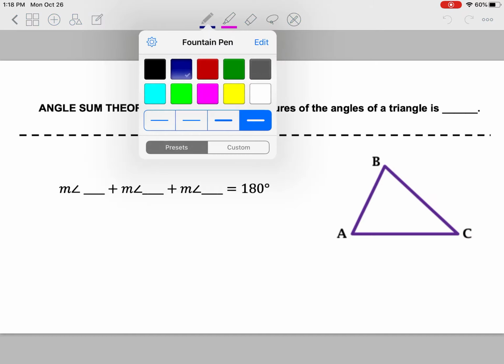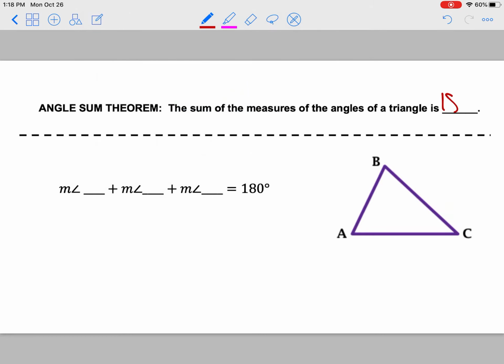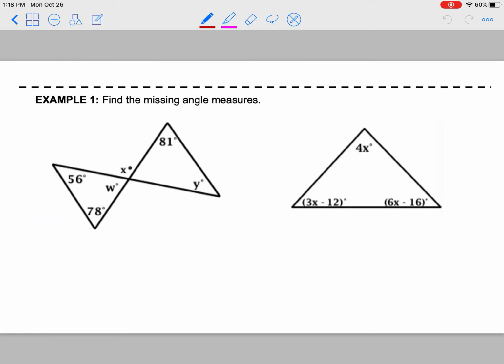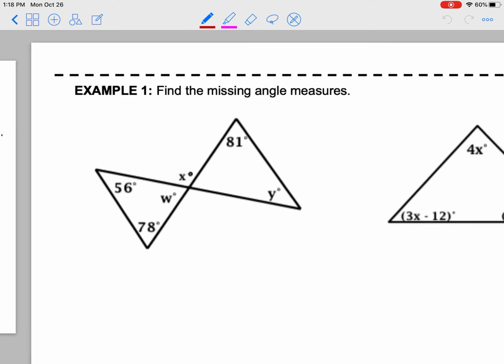If we take all three measures of the angles in a triangle, it's always going to add up to 180 degrees, no matter what. So in this case, we could say angle A plus angle B plus angle C is going to equal 180 degrees. That's the theorem you need to know about triangles. Anytime they give you anything about the angles, it's always going to add up to 180.